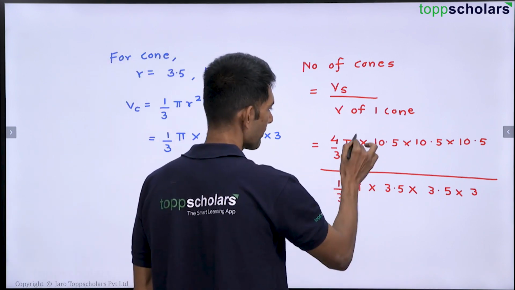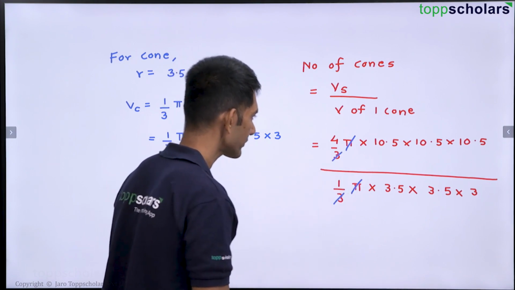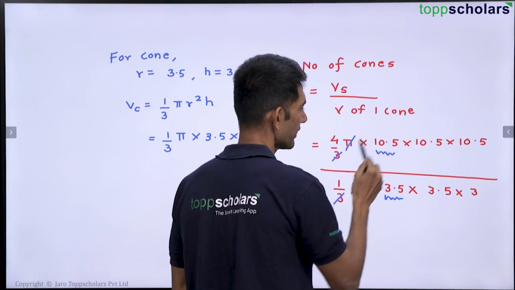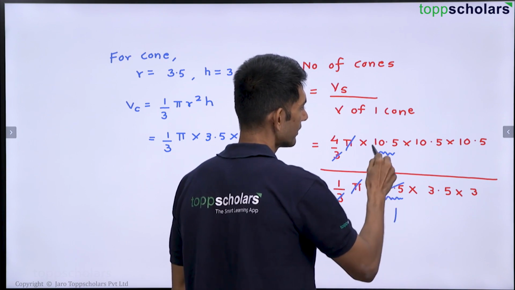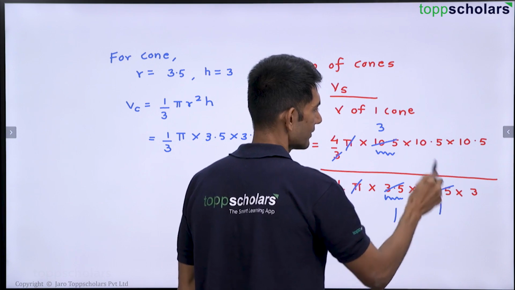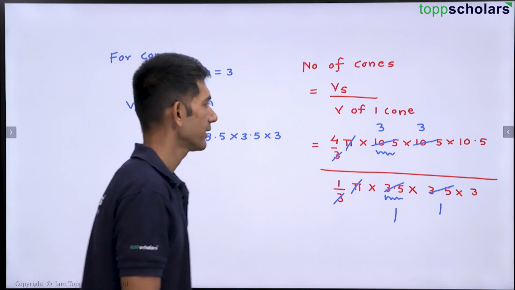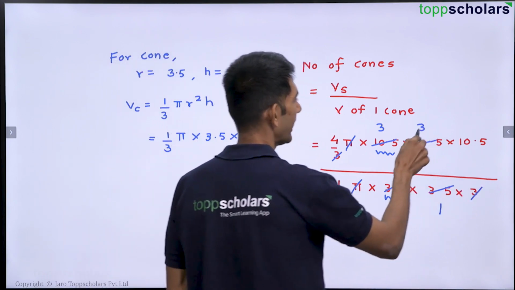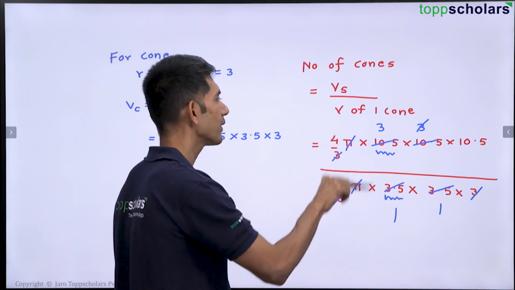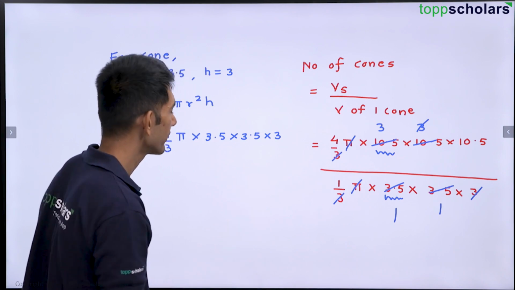Okay, pi and pi are going to get cancelled. 3 and 3 are going to get cancelled. So this is 3.5, this is 10.5. 35 ones are, 35 threes are, correct? 3 and 3 get cancelled here. And then ultimately once you solve this, 4 threes are 12 and then you have 10.5, right?